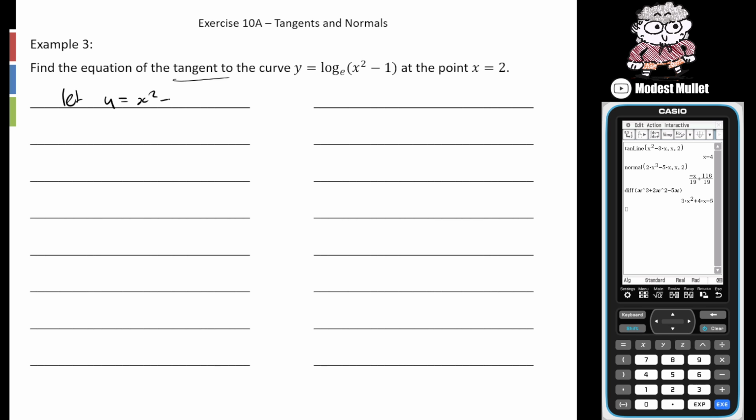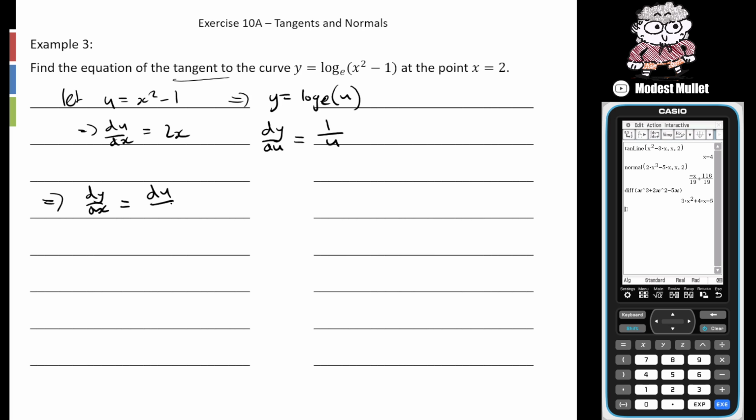I'm going to let u equal x squared minus 1. So it follows on that du dx is 2x. And if we have u is equal to x squared minus 1, we get y is equal to log e of u. So dy du is equal to, the derivative of log is 1 on u. So it follows on that dy dx is equal to du dx times by dy du. So we get 2x times by 1 on u, which is equal to 2x on u. And now we just need to resubstitute this up the top back in to get it as 2x on x squared minus 1. That's our derivative of all of that.